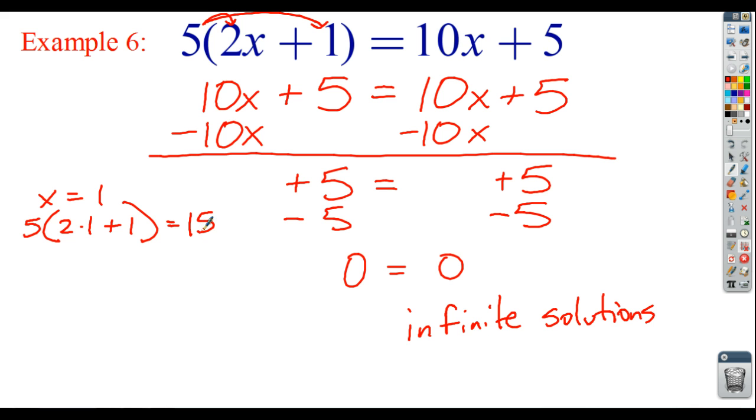Well, then let's do the other side, right? So I have 10 times 1 plus 5. 10 times 1 is 10, plus 5, and that's 15. So both of those check out. x could be equal to 1. Well, let's try another one. Let's try what if x is equal to 2.